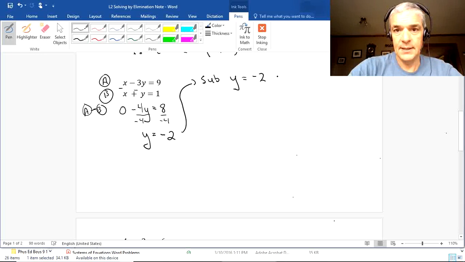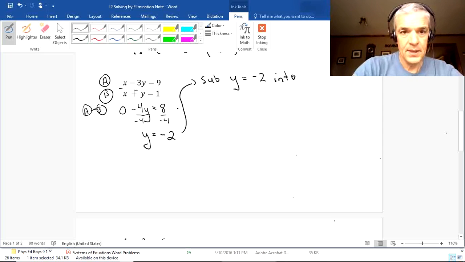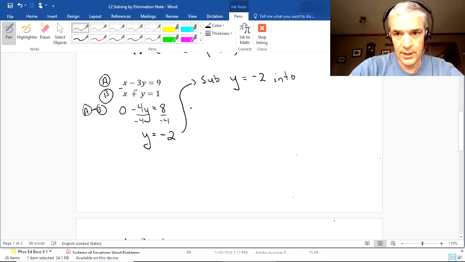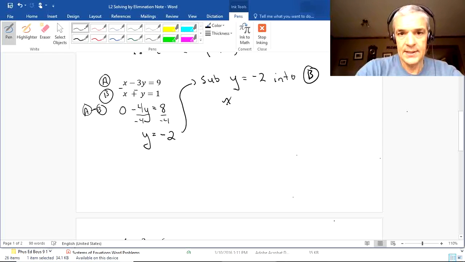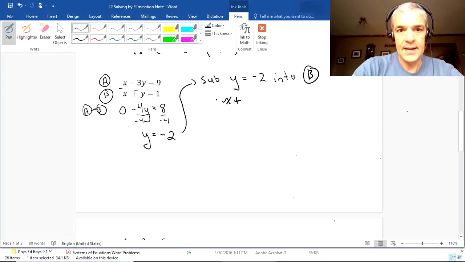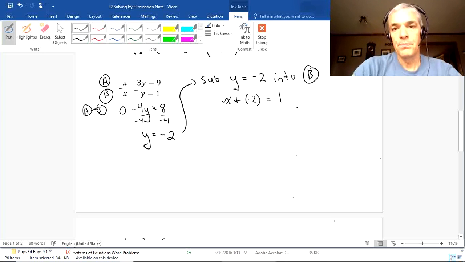And I'm going to substitute this into A or B. And clearly B is a much easier equation than A. It doesn't have negatives and it's got smaller numbers. So I'm going to say into B. And so then I write x plus, and now where there's a y, I'm going to put minus 2 equals 1.